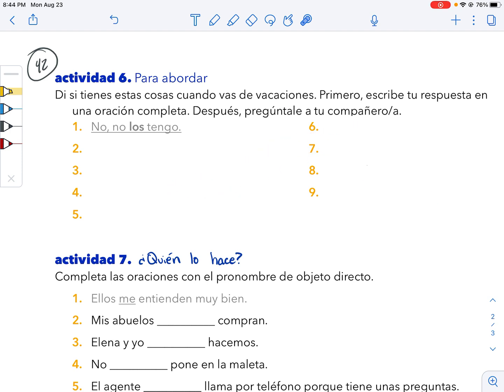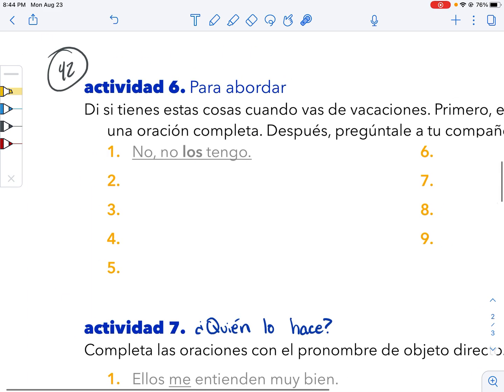So, número 1 es los videojuegos. Do you have them? You want to say, no, I don't have them, because you don't have video games when you go on vacation, right? So, you say, no los tengo. Los videojuegos, no los tengo. Okay, número 2 es el lector DVD. El, the direct object pronoun that's going to go with it, is lo. I also don't bring a DVD player on vacation, so I put no. No lo tengo. I don't have it.